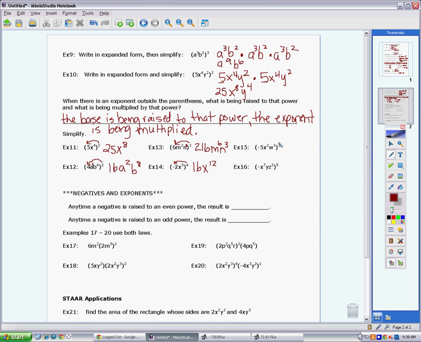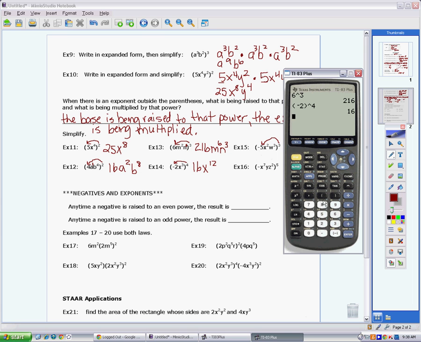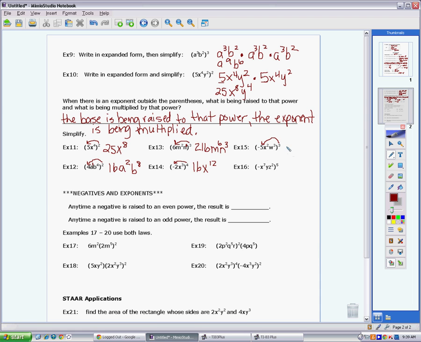Number 15, again, I'm going to apply my power of 3 to negative 5. And I'm going to get my calculator again. And I'm going to type in negative 5 to the 3rd power. And hit enter, and I get negative 125. So I get negative 125. And I'm going to multiply my exponents together. So x squared to the 3rd power is x to the 6th. And w to the 3rd power raised to the 3rd power is w to the 9th. So I get negative 125 x to the 6th, w to the 9th.